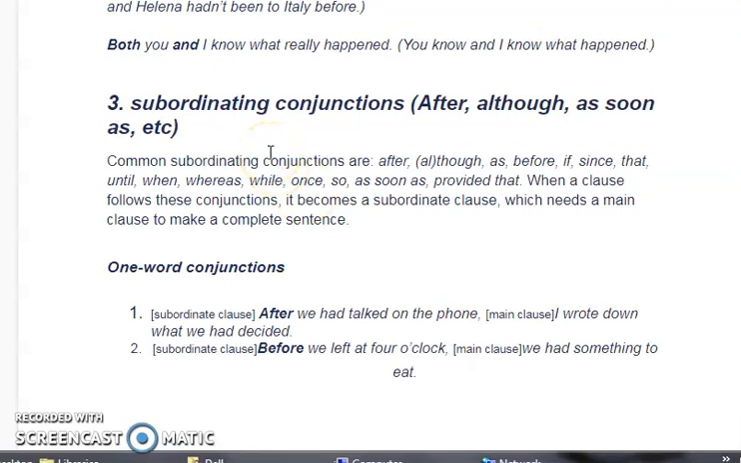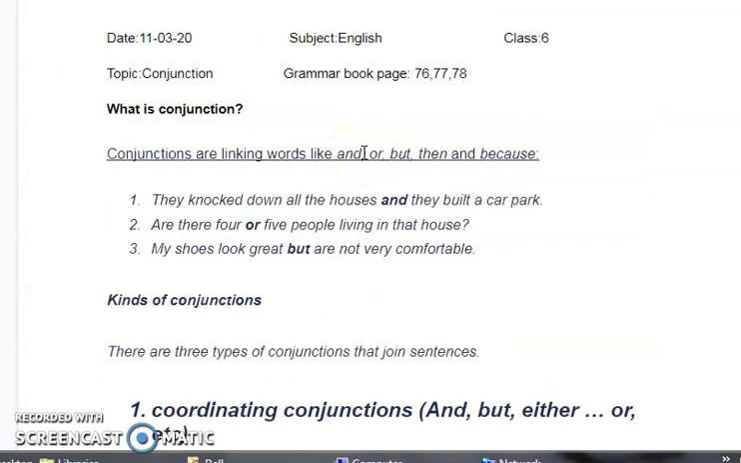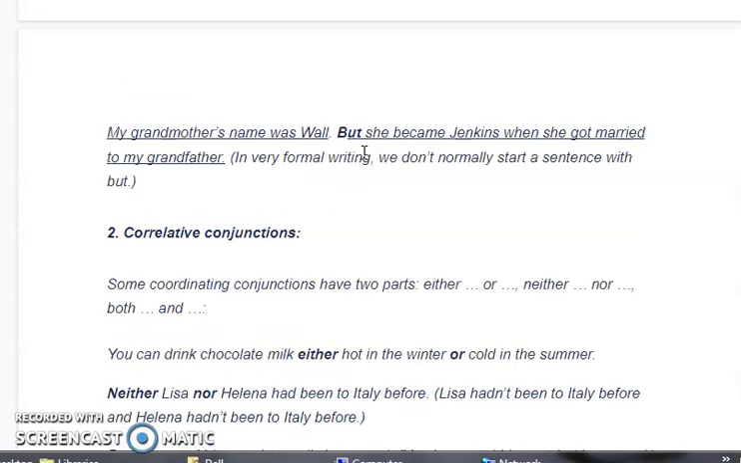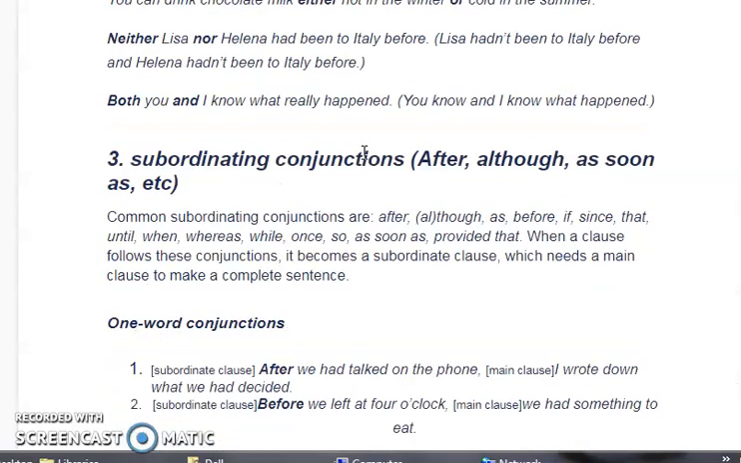So in this lesson we have discussed what is conjunction. Conjunctions actually are linking words. We use them to join words with words, sentences with sentences, and phrases with phrases. There are three types of conjunctions: coordinating conjunctions, correlative conjunctions, and subordinating conjunctions.